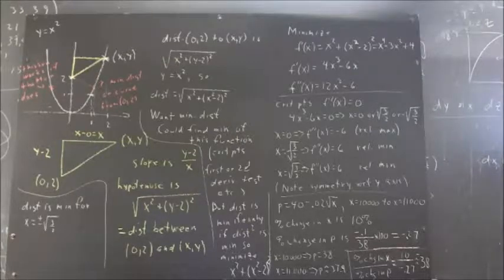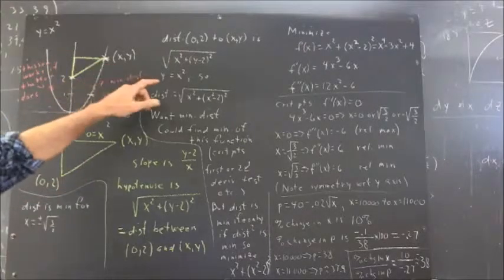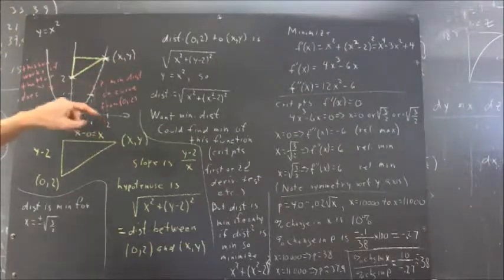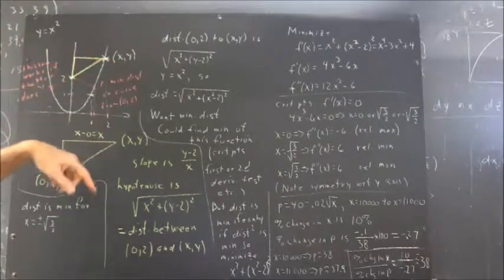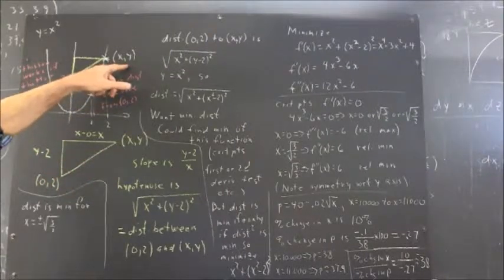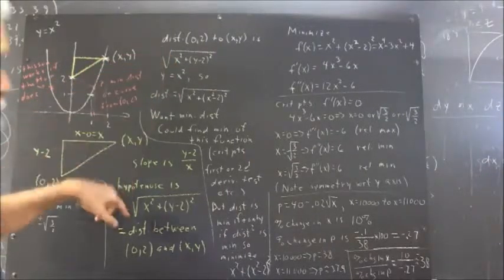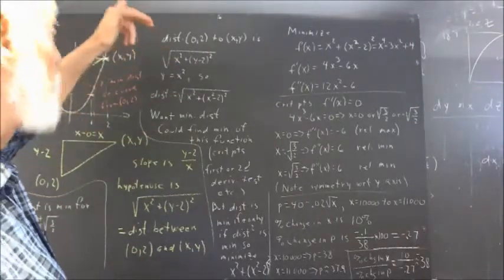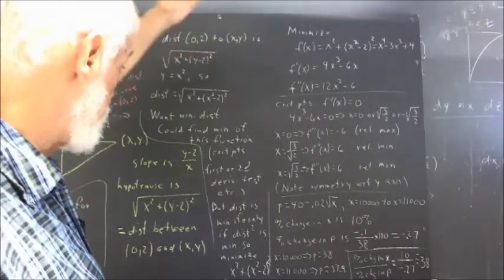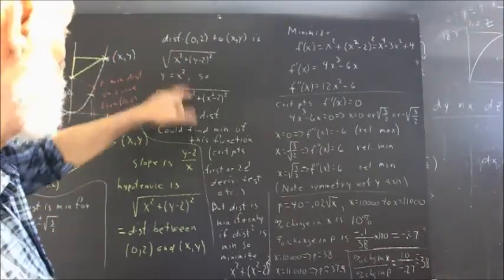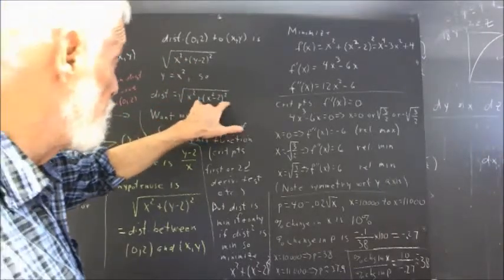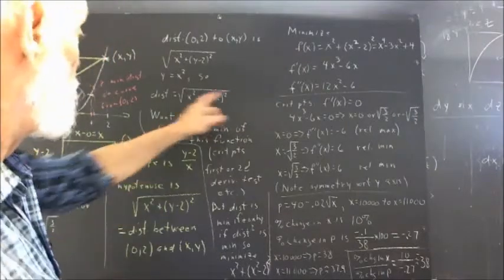Now we can also note that since the x-coordinate is x, the y-coordinate has to be x squared. So the expression we have for the hypotenuse, the square root of quantity x squared plus quantity y minus 2 quantity squared, since y equals x squared, becomes the square root of x squared plus quantity x squared minus 2 quantity squared. We want to minimize the distance.